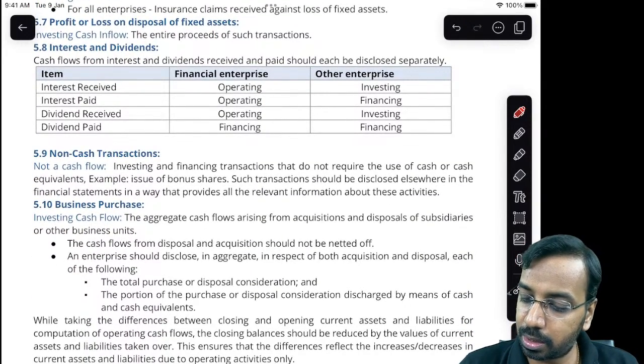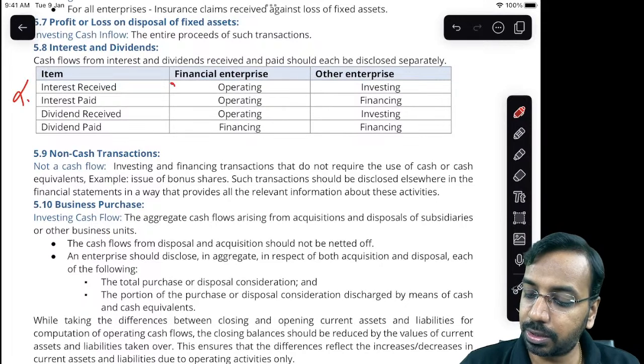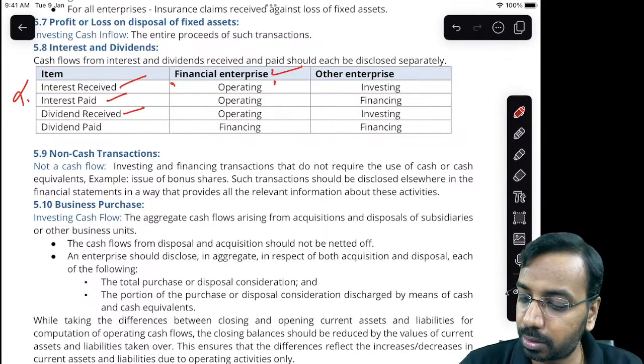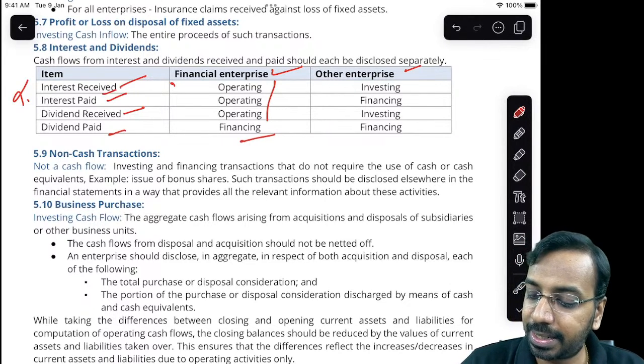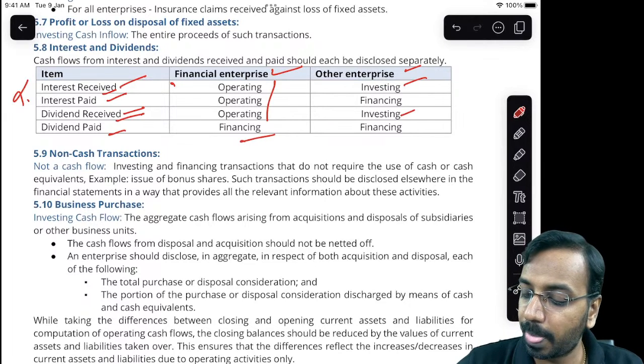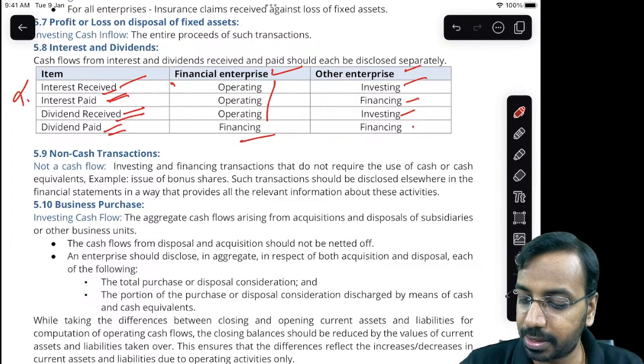And this table simply summarizes the various activities. For a financial enterprise, interest received, interest paid and dividend received are operating activities, dividend paid is financing activities. For other enterprises, interest received and dividend received are investing, and interest paid and dividend paid are financing activities.